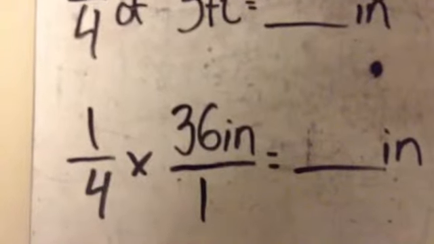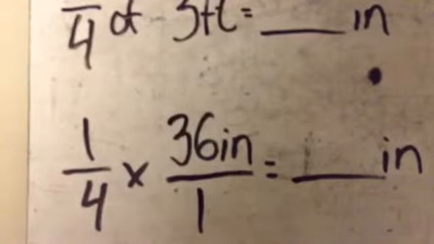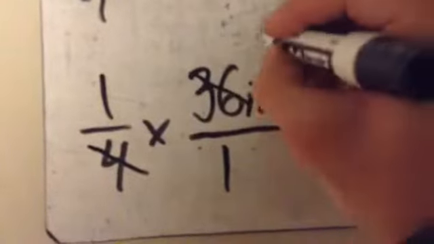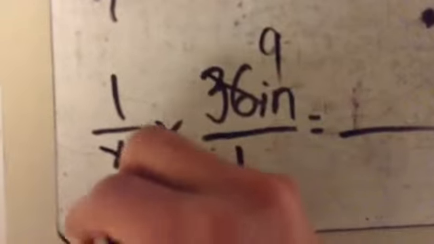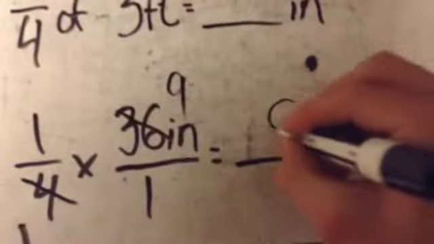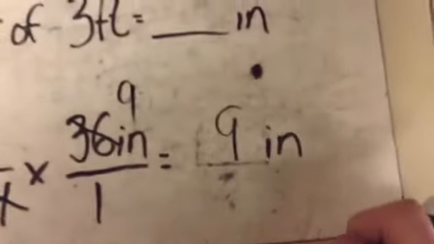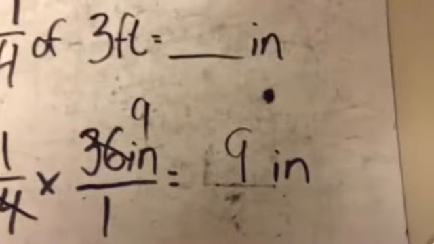In this case I can multiply straight across and get 36 over 4, or I can cross cancel. 4 goes into 36 9 times, 4 goes into 4 1 time. So 1 times 9 is 9. Sorry, 1 times 1 is 1. 9 over 1. 9 divided by 1 would give you 9 inches as your answer.